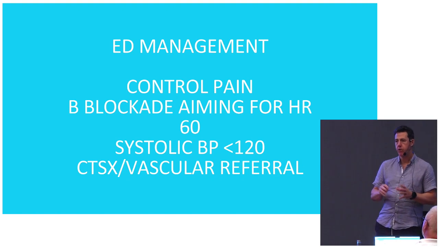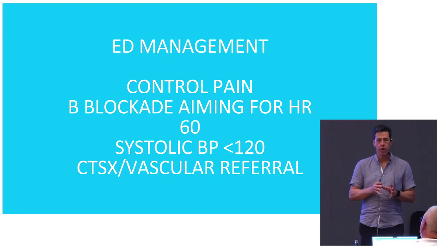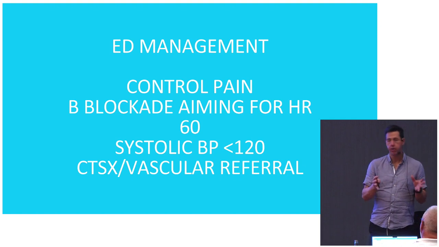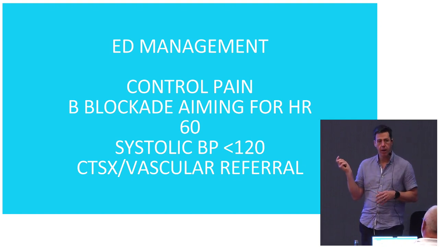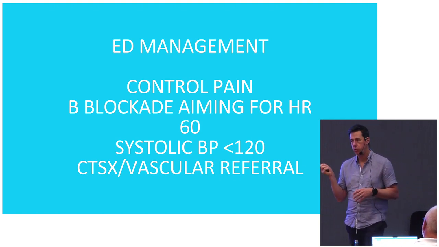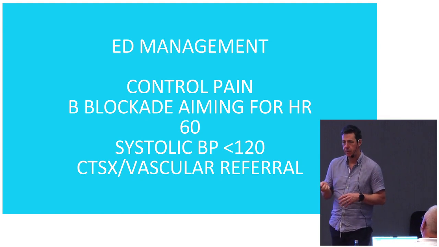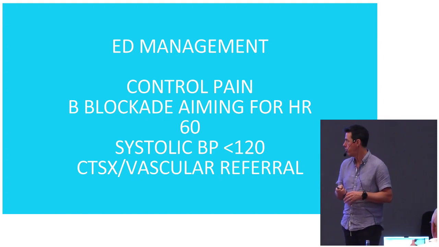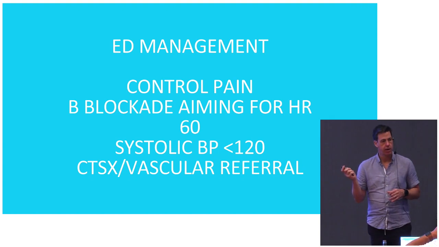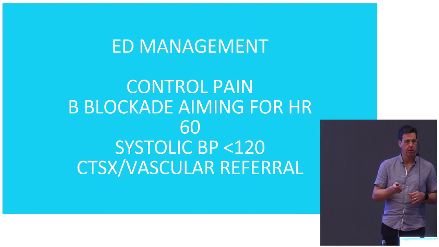Dissection is really about the diagnosis in ED. You know, there's obviously some management, but it's really making that diagnosis. Control pain. So I usually use fentanyl. I probably wouldn't use ketamine for analgesia, but probably morphine or fentanyl would be appropriate. Use beta blockade. Any beta blocker you have is okay.